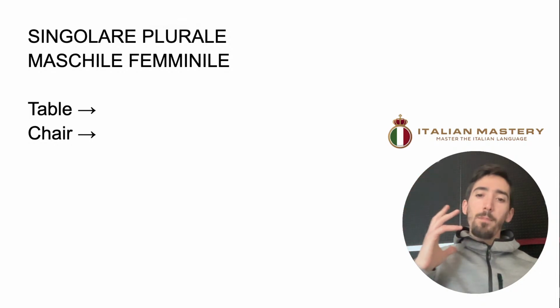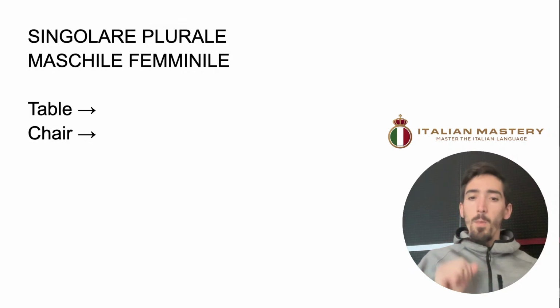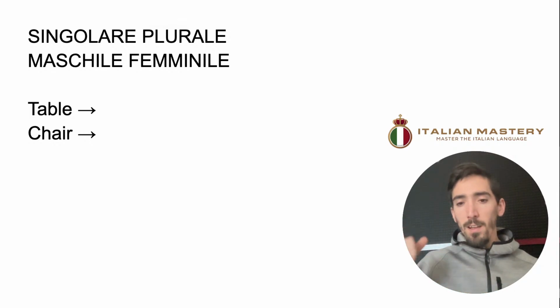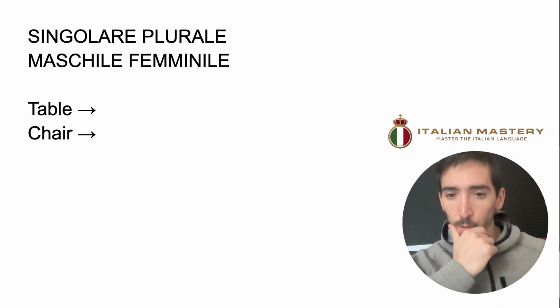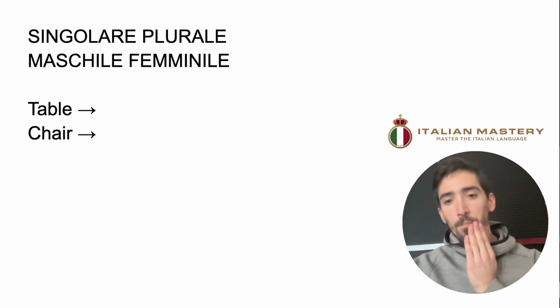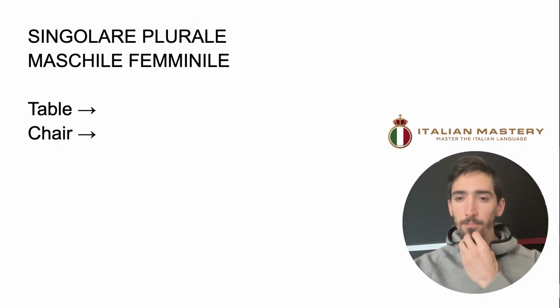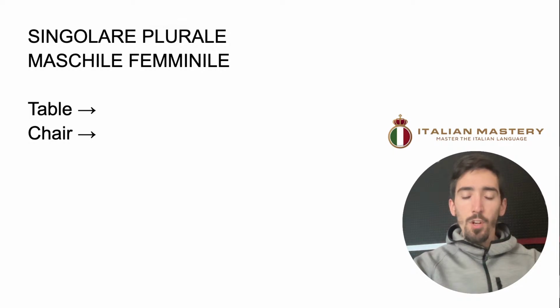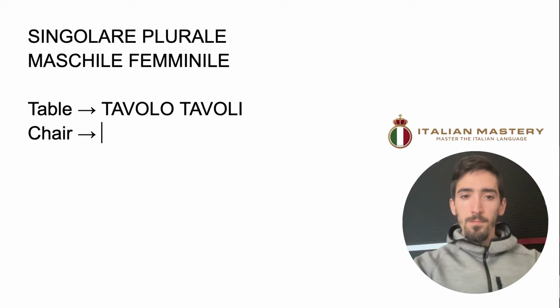This is an easy question, but this is absolutely mandatory to learn, right? The 4 endings of masculine singular, feminine singular, masculine plural, feminine plural. Okay, so Mladen says tavolo, tavoli. Exactly. Tavoli, sedia. Yes, sedia, sedie. Absolutely. That's correct. Okay. Again, super easy stuff, but I just wanted to make sure that we have this covered. So tavolo, tavoli, sedia, sedie.